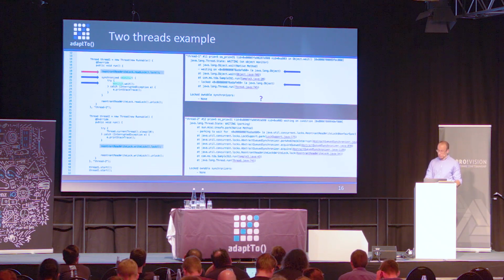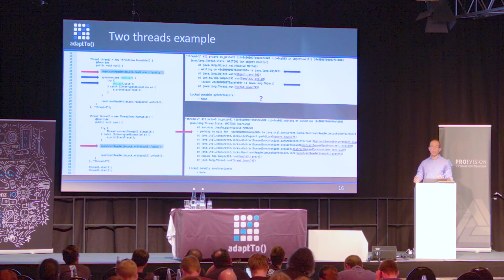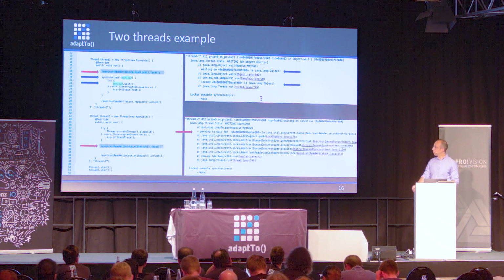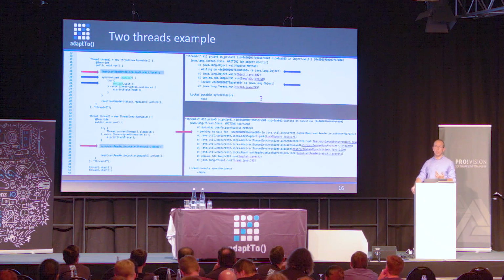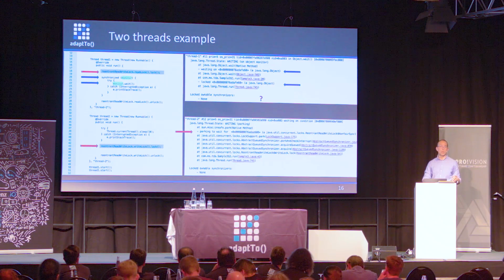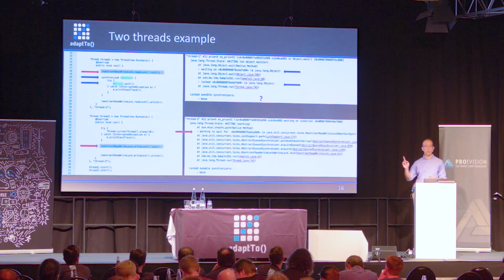OK, so let's check the second thread. The second thread is trying to obtain the write lock, and it is not able to do that. We see it in the stack trace. The second thread is trying to obtain the write lock, but it's not possible because the lock is owned by some other thread. But which thread? We don't know, because the first thread doesn't report that it owns the lock.